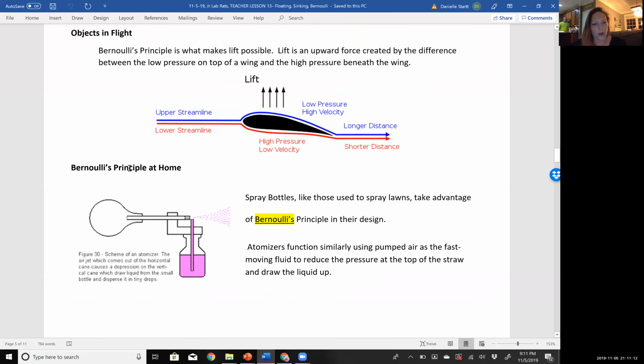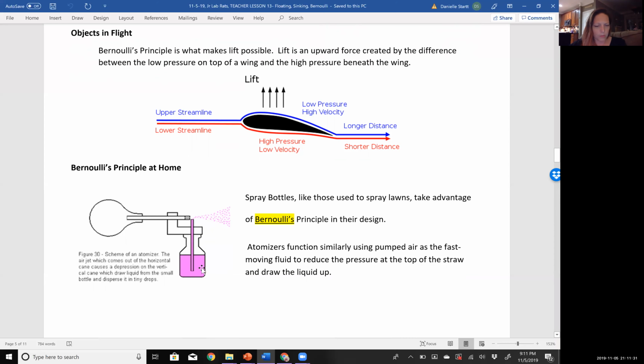Lastly on here, we have this section that showed how Bernoulli's principle can be used with things like spray bottles and atomizers. This is an atomizer. Sometimes you see them in old movies. There's always a fancy lady puffing on it and spraying perfume.